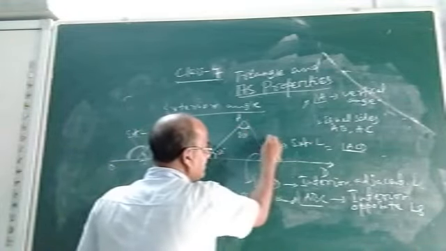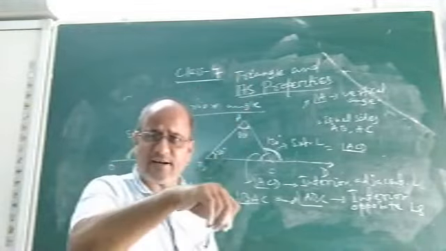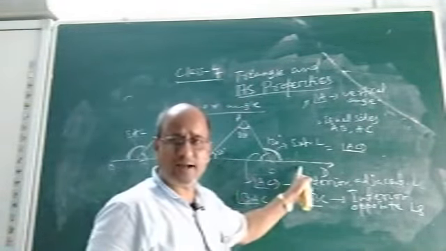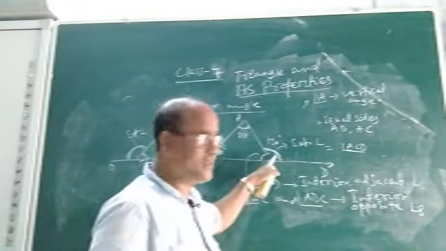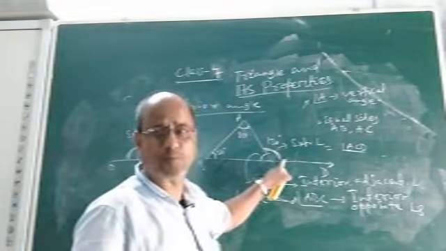If you measure this, it will be 130 degrees. You can easily verify, children. Draw any triangle, produce any one side, and you will get an exterior angle. Measure this angle with the help of a protractor by the experimental method.